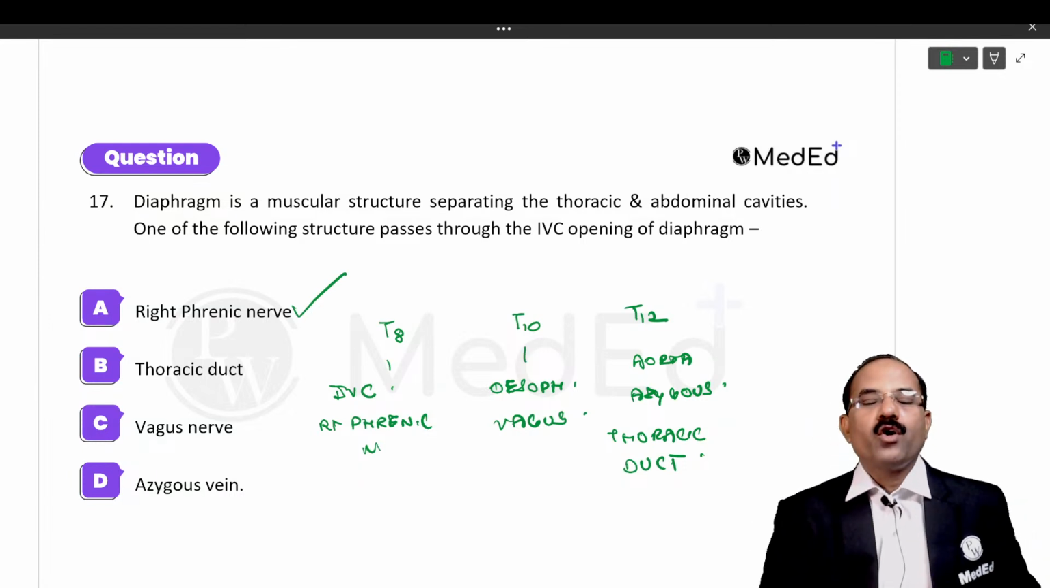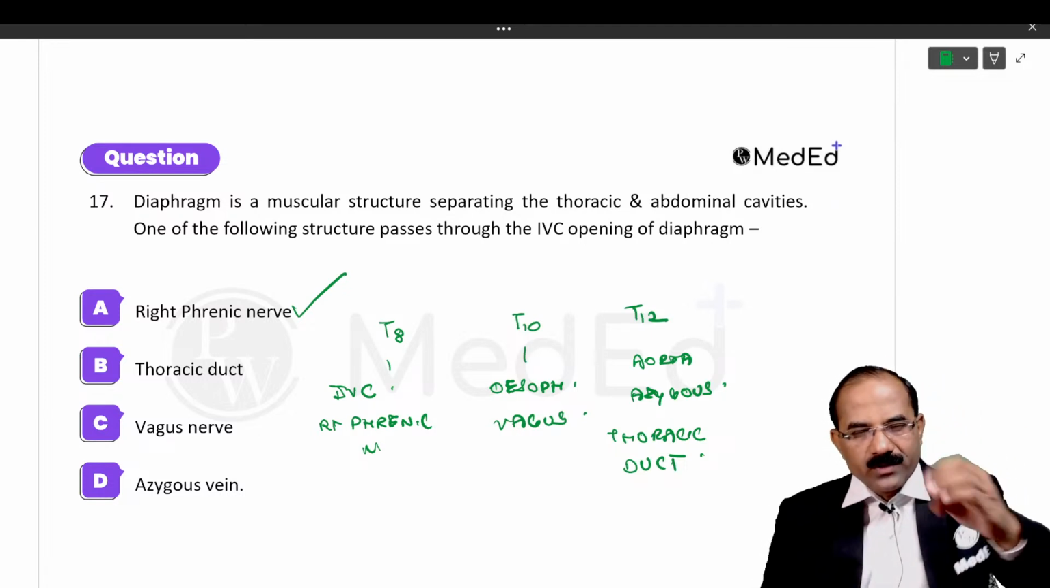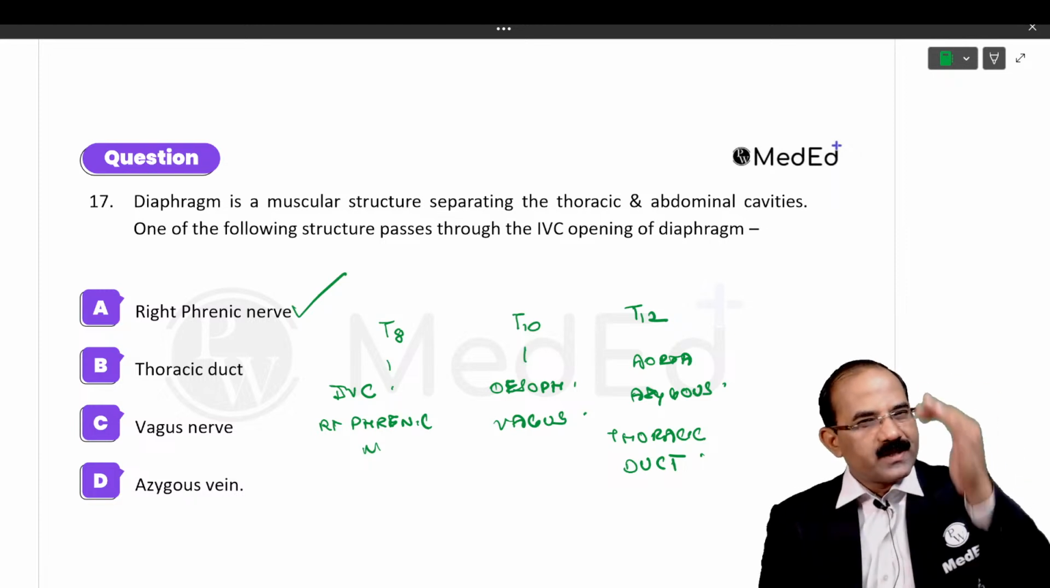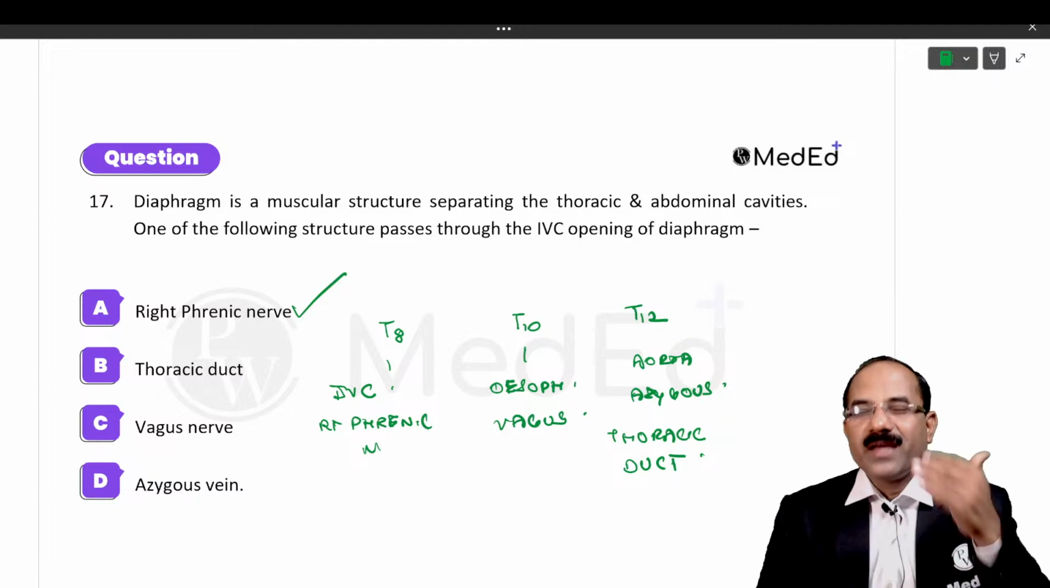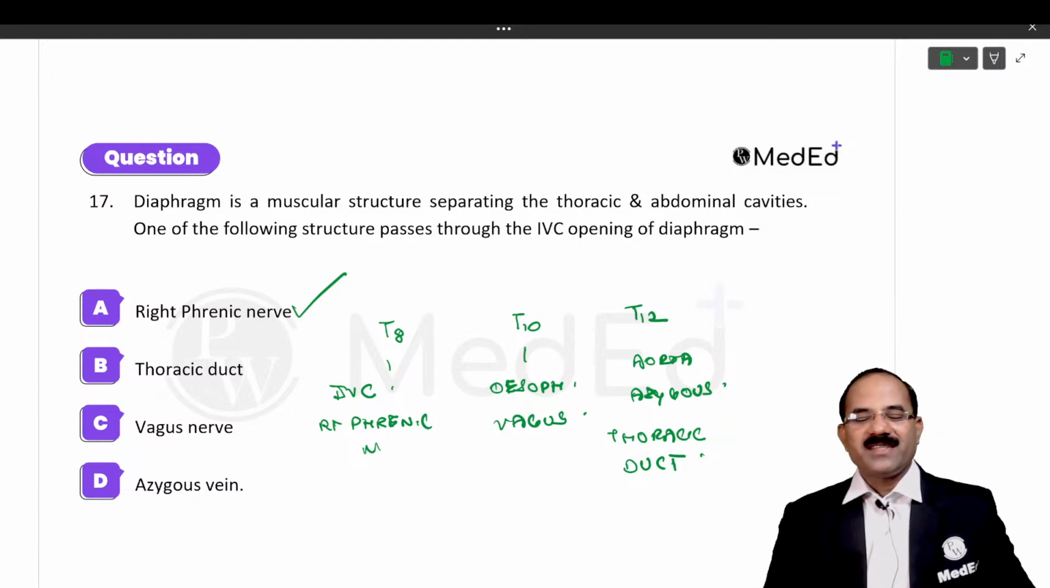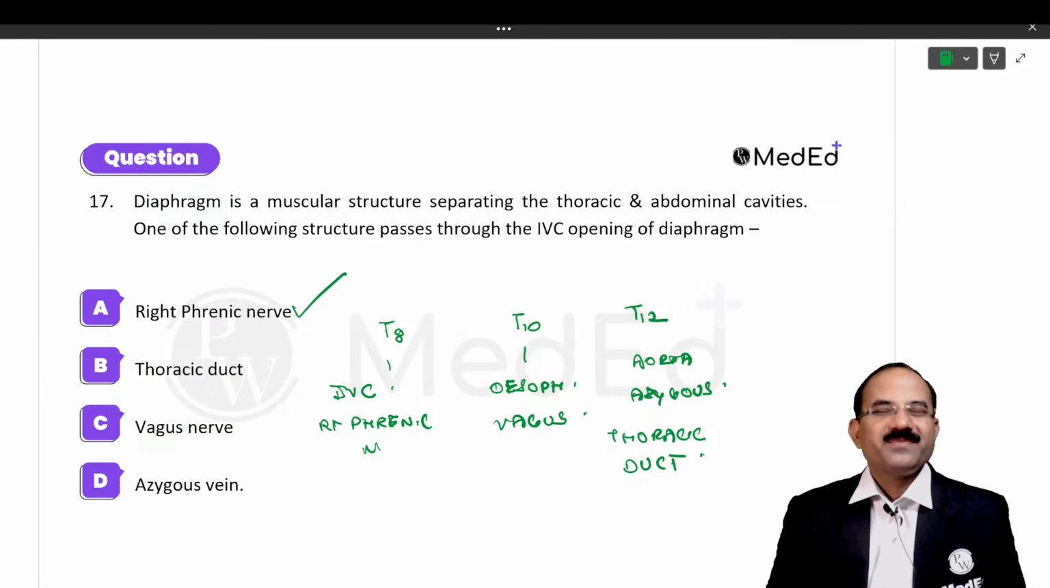ये बहुत बहुत इंपॉर्टेंट एमसीक्यू है बच्चों, याद रखना. What passes through T8 level through the diaphragm? IVC and right phrenic. T10 is esophagus with the right and left vagus. T12 is aorta, the azygous vein, and the thoracic duct. I hope I'm clear to all of you. Fine? Perfect. We proceed.